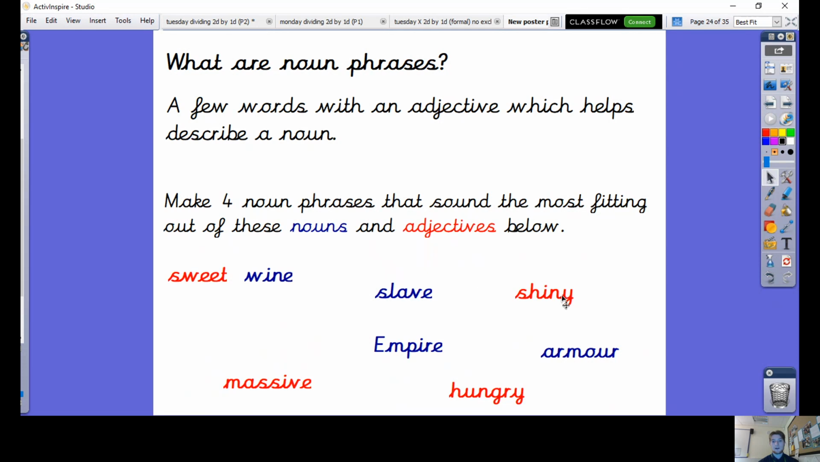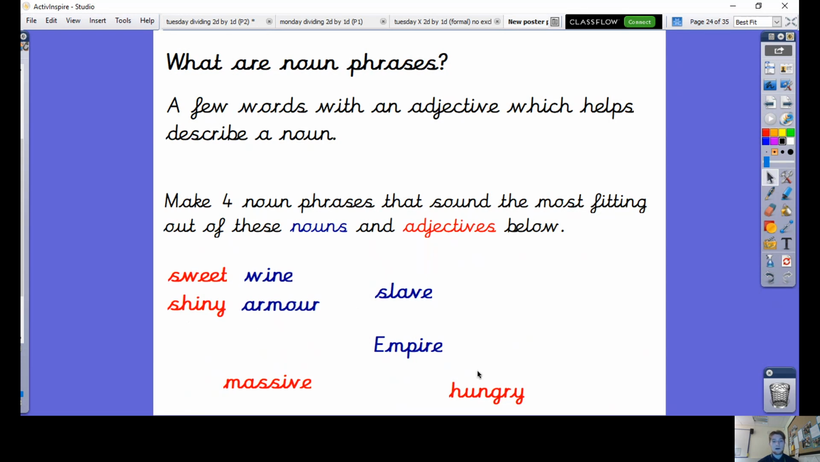Let's go for shiny next. Shiny slave? I don't think slaves would be that shiny. They're normally quite dirty, aren't they? So they wouldn't be shiny and clean. Shiny empire? I think armor suits it the best. Shiny armor, because armor's normally made of metal, isn't it? Normally very clean, and the light bounces off it very well, so it makes it very shiny. Brilliant. Shiny armor. That's another nice noun phrase to use.